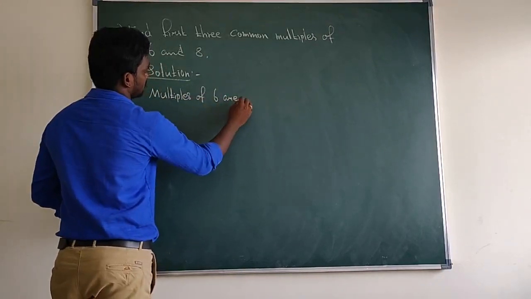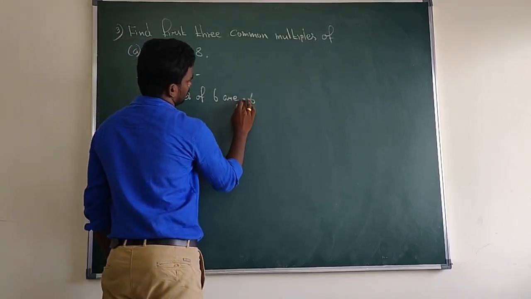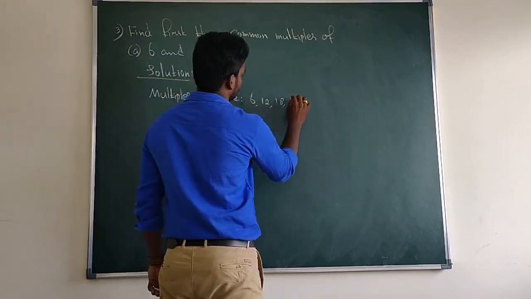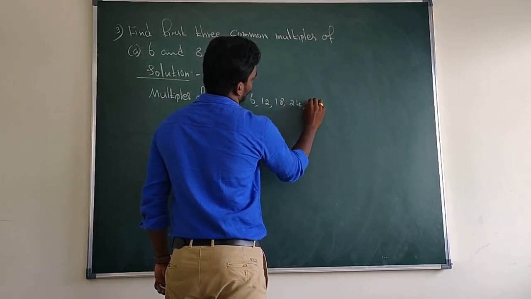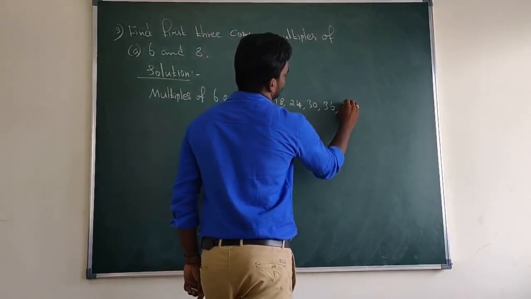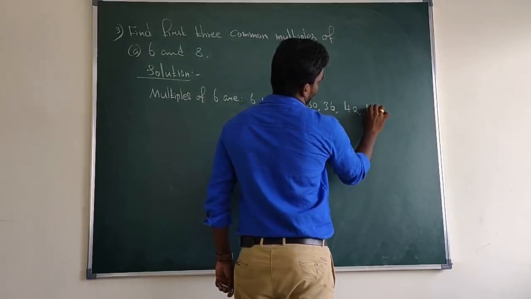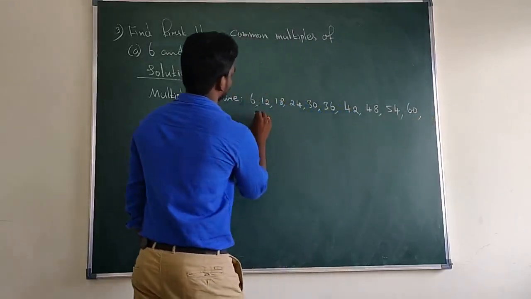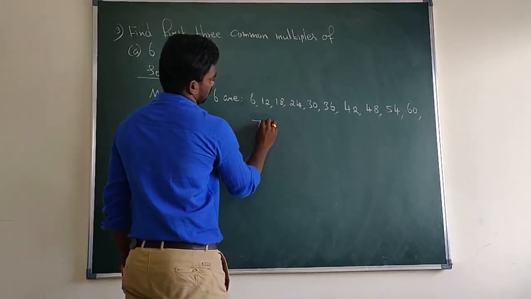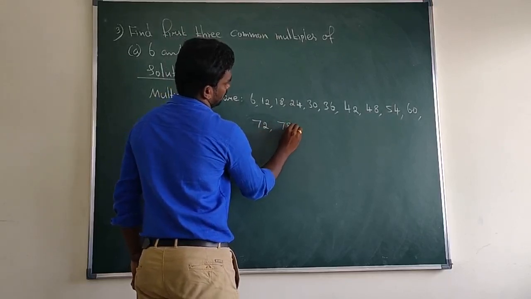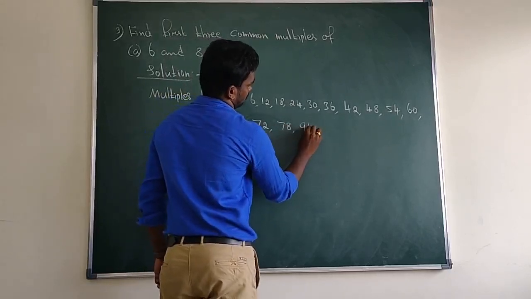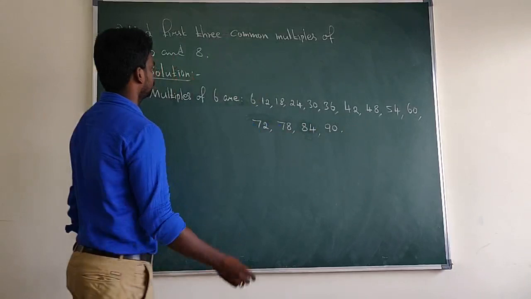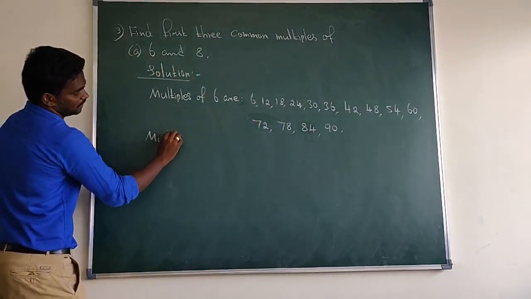What are the multiples of 6? 6, 12, 18, 24, 30, 36, 42, 48, 54, 60, 72, 78, 84, 90.